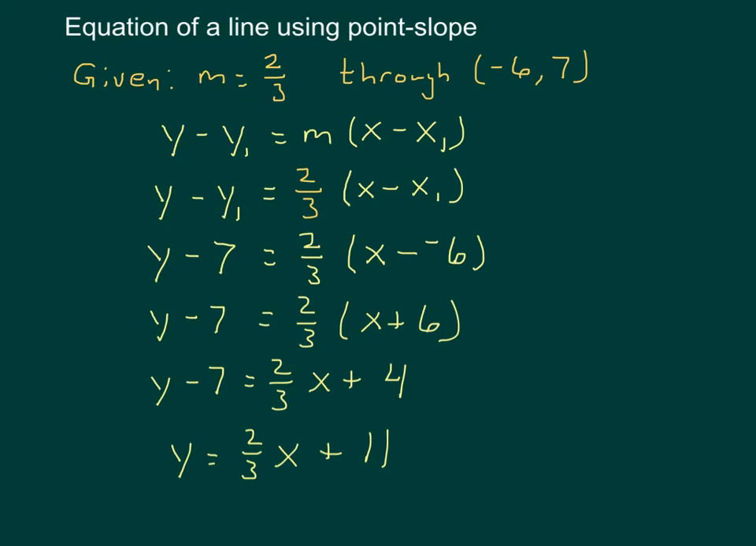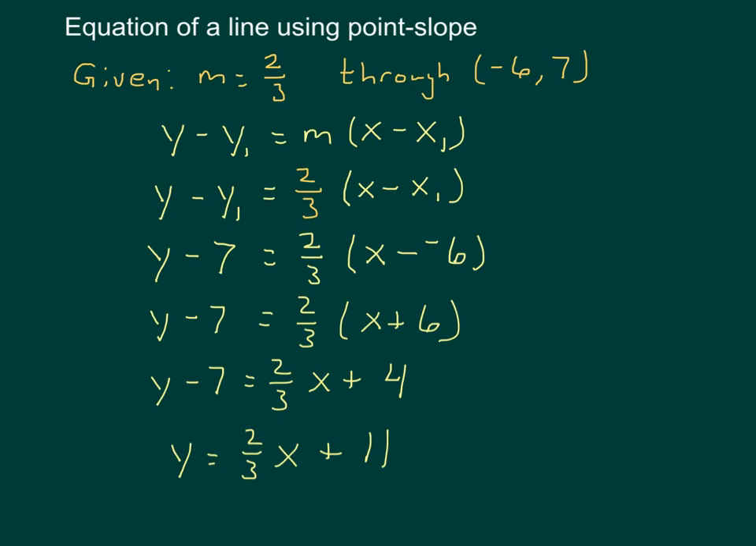The next thing I did is I just replaced m with 2/3 like we had before. So I put 2/3 in there. And then I took my point. Now in this case, the x-coordinate of my point, that's negative 6. Remember, that is x1. And the y-coordinate of the given point is y1. So when I put in that point in there, I got y minus 7 equals 2/3 times x minus a negative 6. Or if I simplify that, I get y minus 7 equals 2/3 times x plus 6.